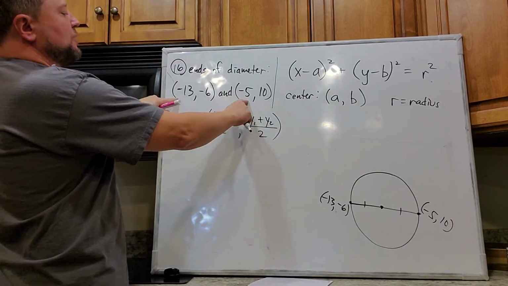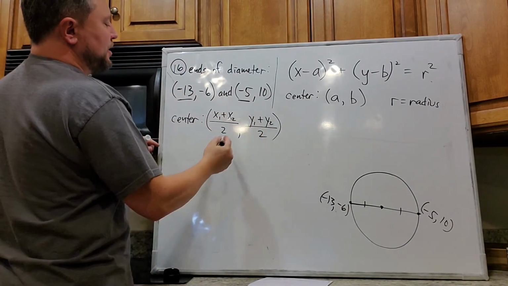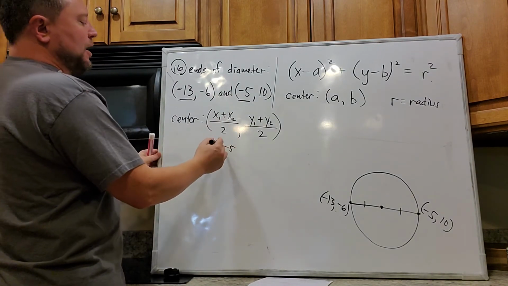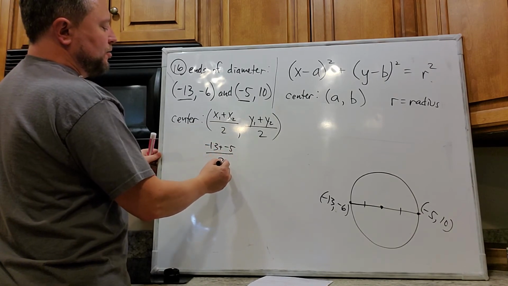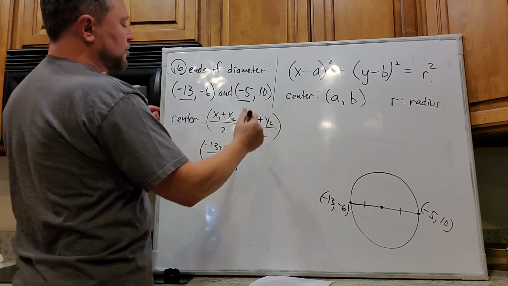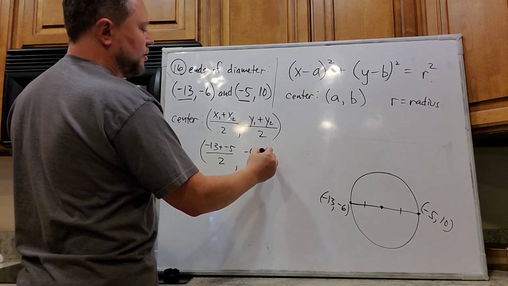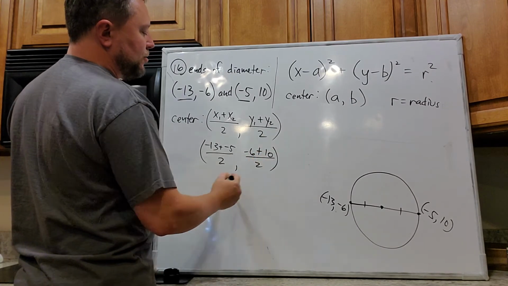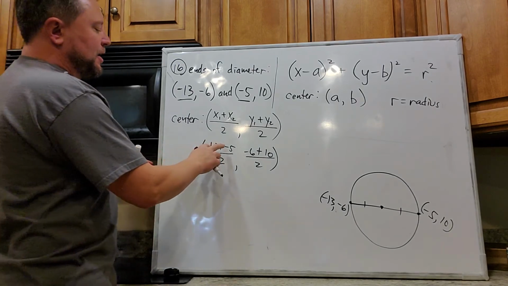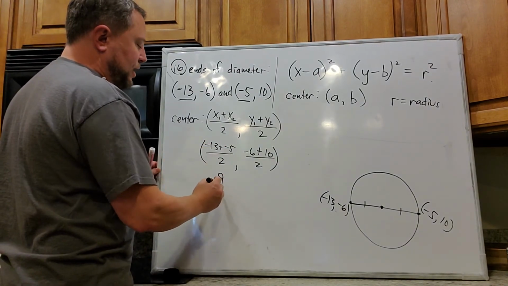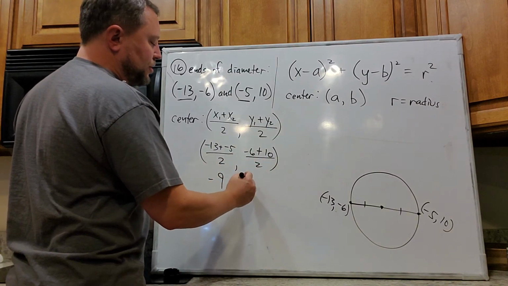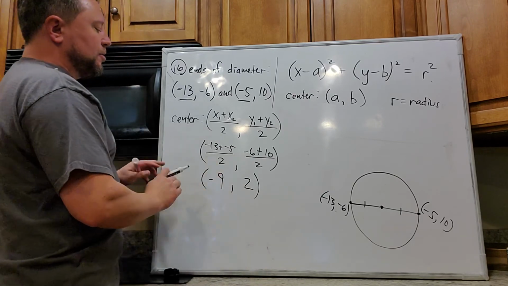We take the 2 x values, this negative 13, this negative 5, and we're going to average them. We're going to add them and divide by 2. That'll be the new x value. You do the same with the y values. Negative 6, 10. We're going to add them and divide by 2 as well. All right, so negative 13 plus negative 5, that's negative 18. Divided by 2 is negative 9. Negative 6 plus 10 is 4. 4 divided by 2 is 2. Okay, so there's the center.